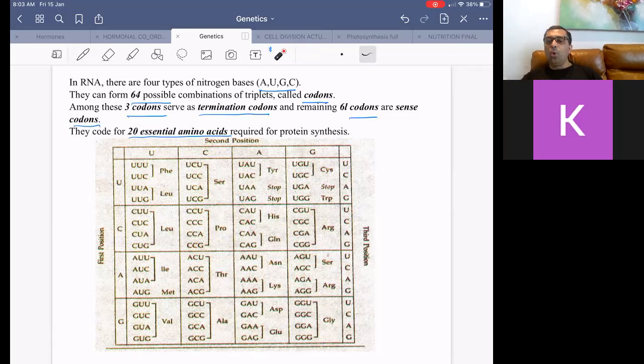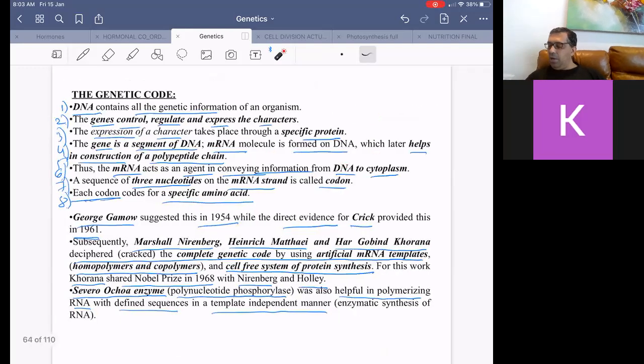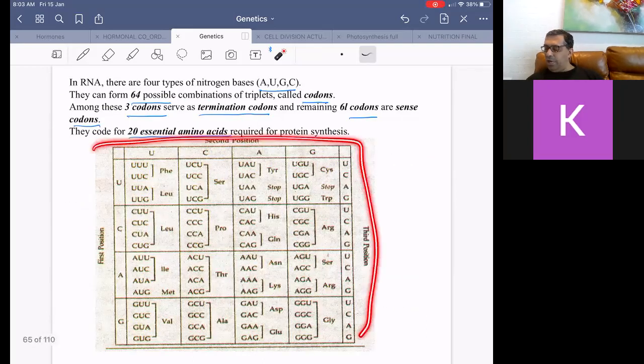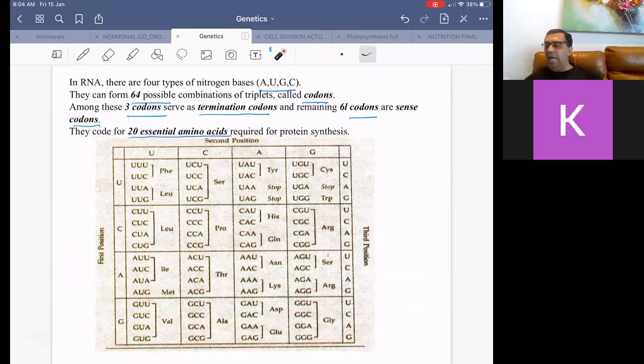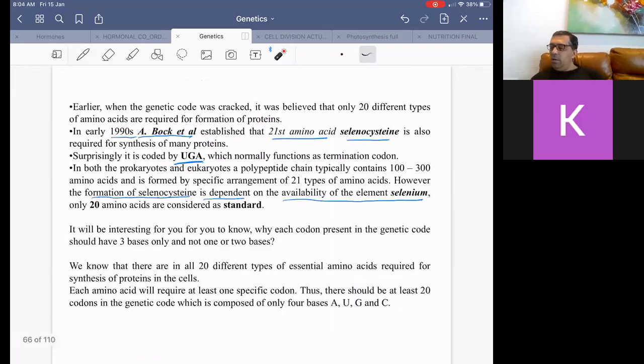तो ऐसे total 61 codons code for 20 amino acids, and that is a beautiful dictionary which was coded by Dr. Hargobind Khorana with Nirenberg and Matthaei. Nirenberg, Matthaei, and Dr. Hargobind Khorana cracked the entire genetic code. Beautifully done. Now, in early 1990, Bock established the 21st amino acid, selenocysteine.